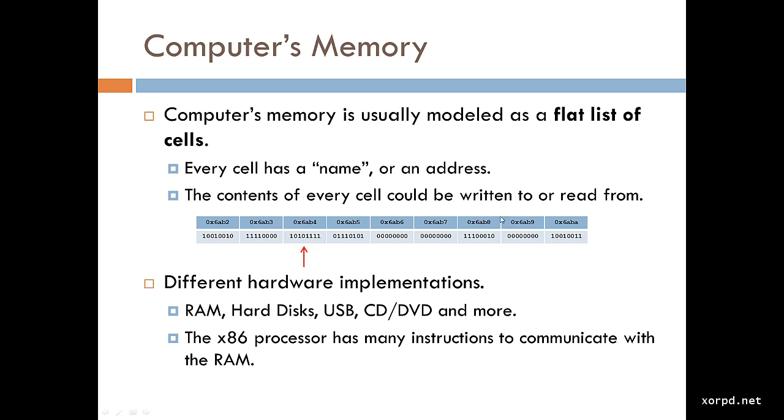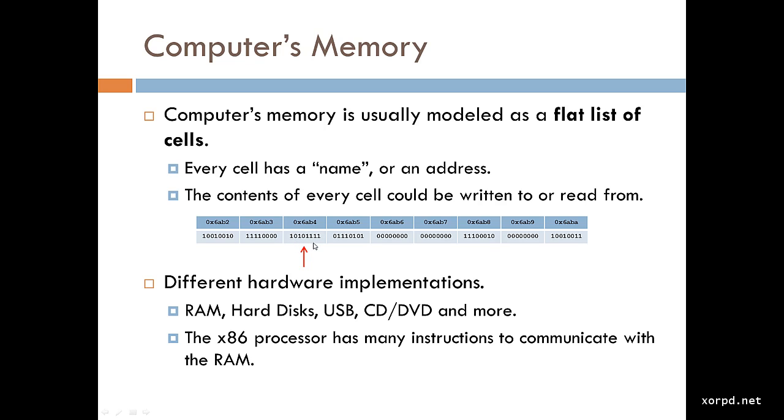We can see here some arrow that points on one of the cells. For example, if this would be some kind of memory, we could read the contents of this cell by specifying its name or its address, which is 6AB4. We could read this cell and maybe even write into this cell. So we could change this value.